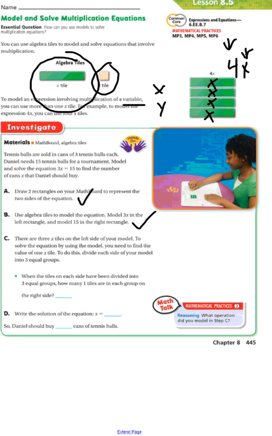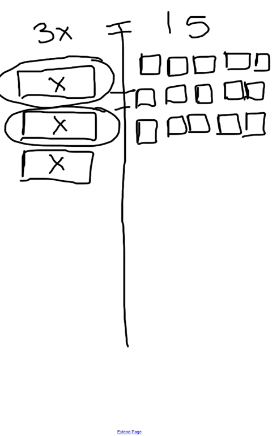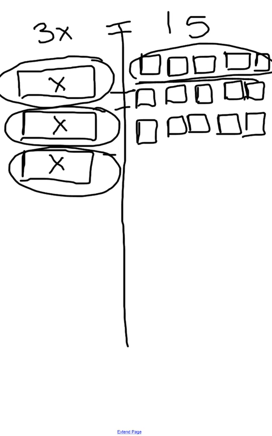C. There are 3 x tiles on the left of your model. To solve the equation by using the model, you need to find the value of 1 x tile. To do this, divide each side of your model into 3 equal groups. So you're getting this number from the coefficient. So 3 equal groups: 1, 2, 3. And we need to do the same thing with the other side: 1, 2, 3.